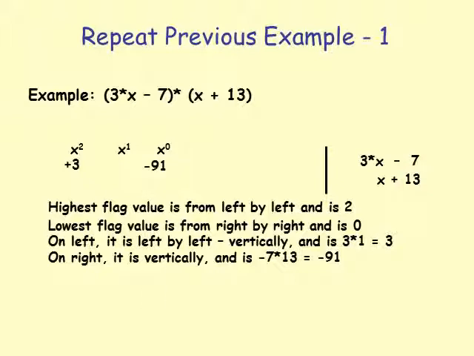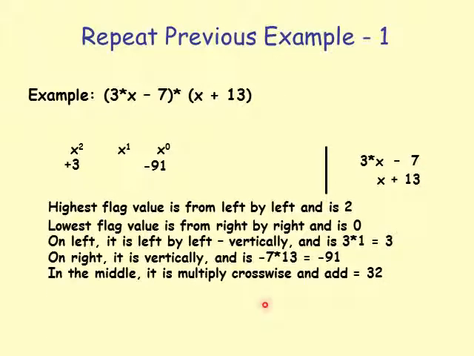In the middle it's a crosswise and add. 3 times 13 is 39, minus 7 times 1 is minus 7. 39 minus 7 is plus 32. In the middle it's multiply crosswise and add. Crosswise 3 times 13 and minus 7 times 1. 39 minus 7 is 32. So plus 32. So I got 3x squared plus 32x minus 91 as the answer. That means that this multiplicand times multiplier is 3x squared plus 32x minus 91.